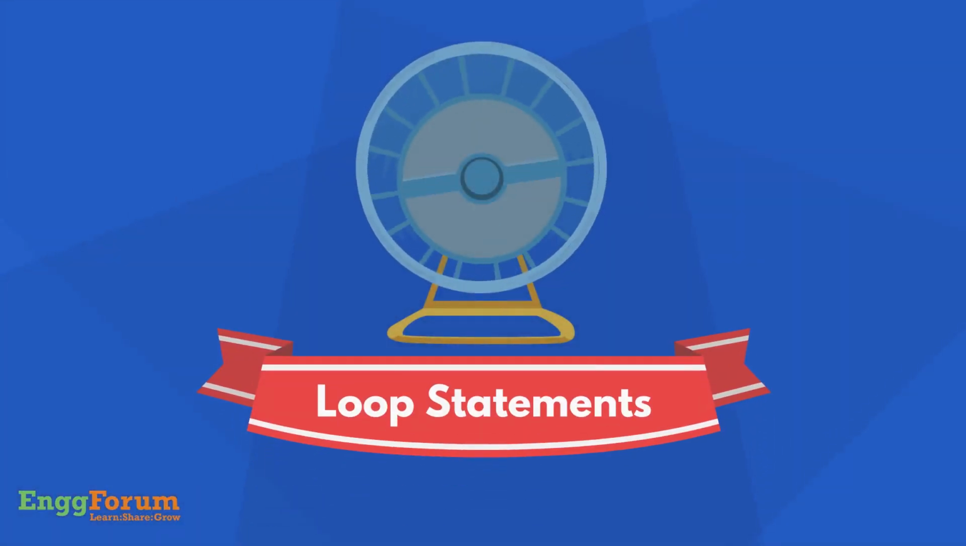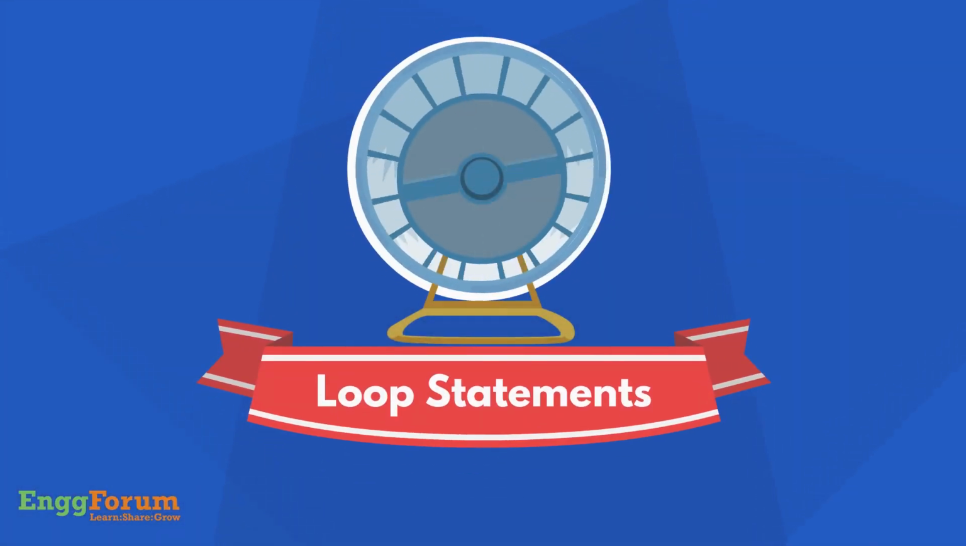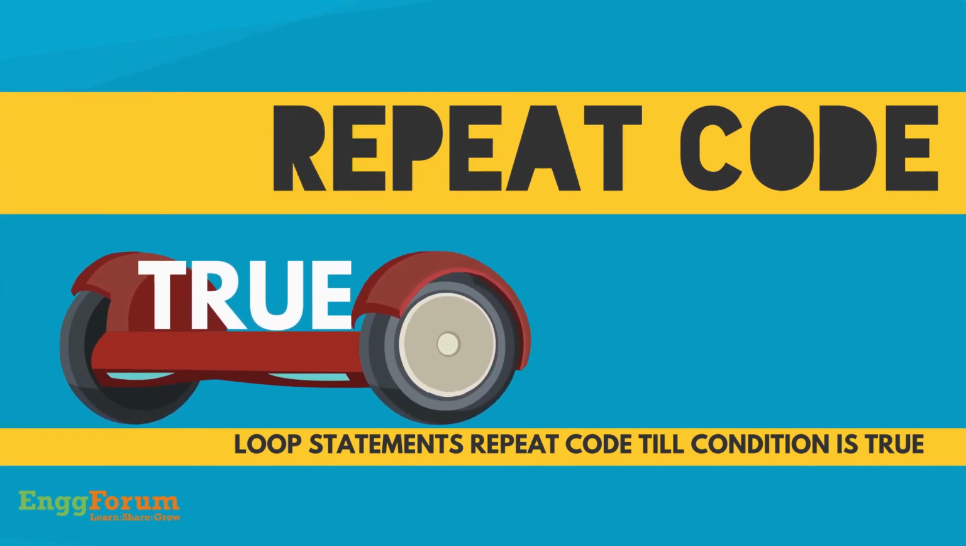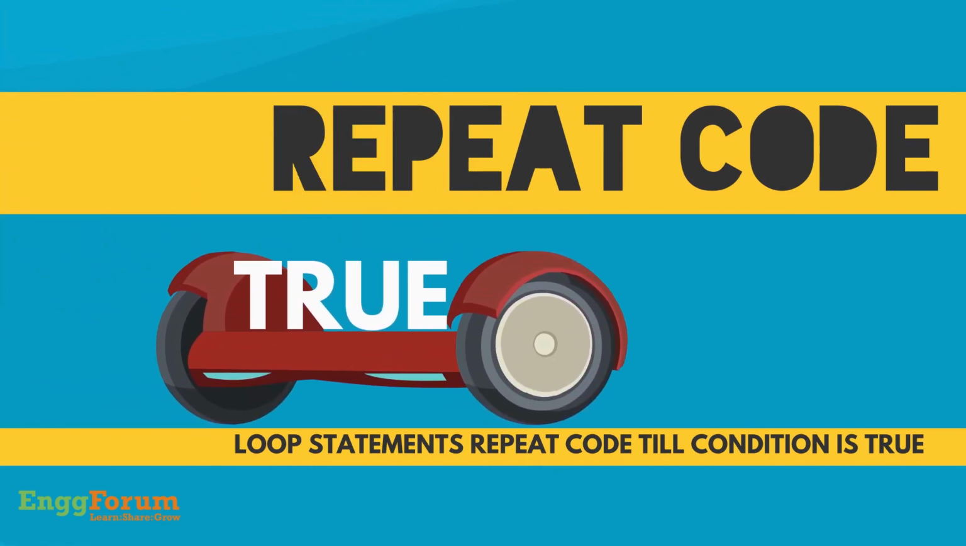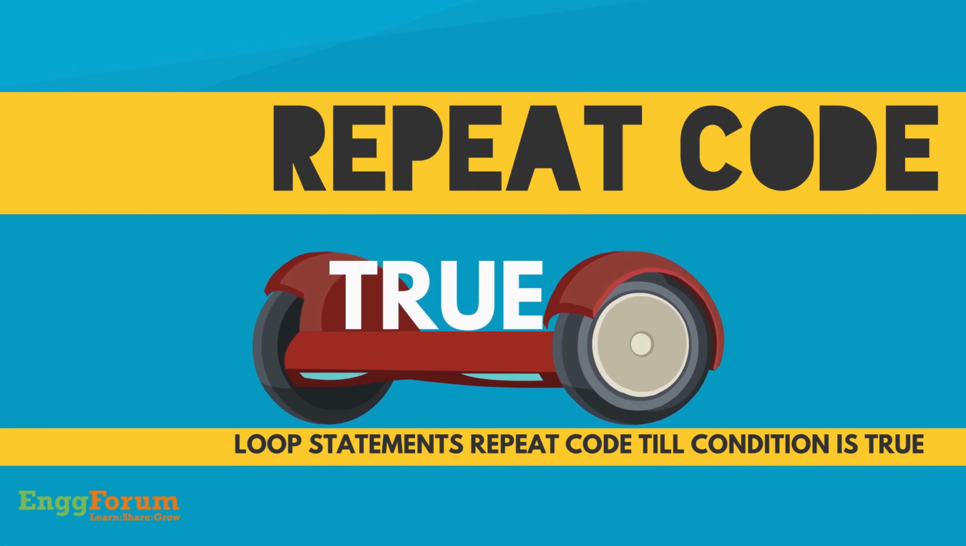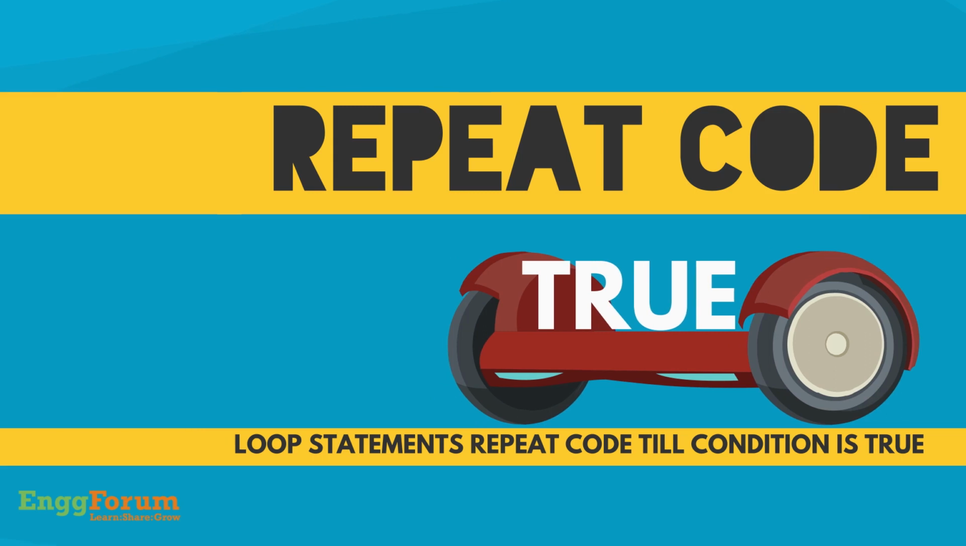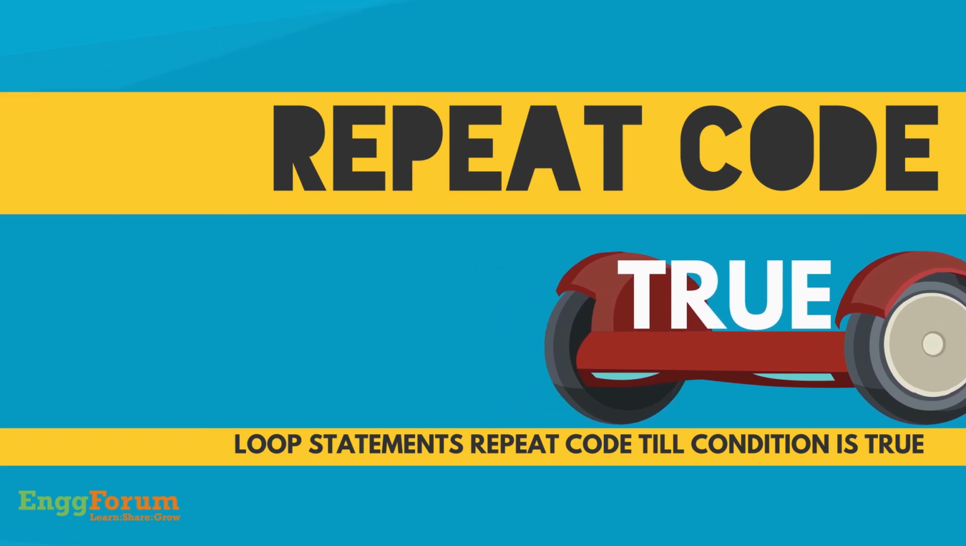Hi. In this unit, we will learn about loop statements. Generally, loop means a continuous process or a series. In C programming, the use of loops is to repeat the code. Code will be repeated till the given condition is true.